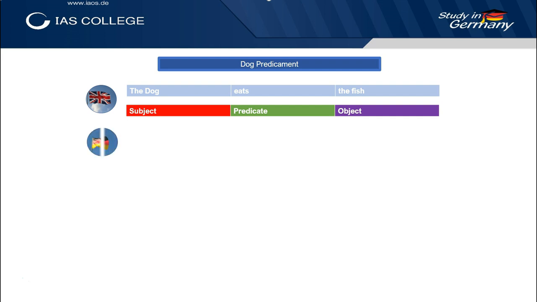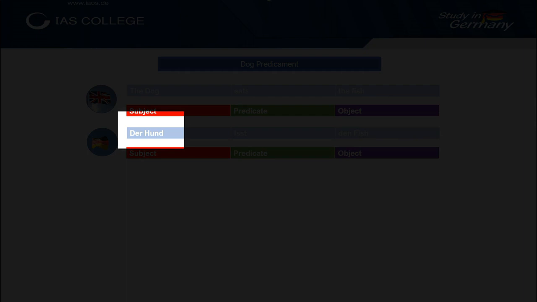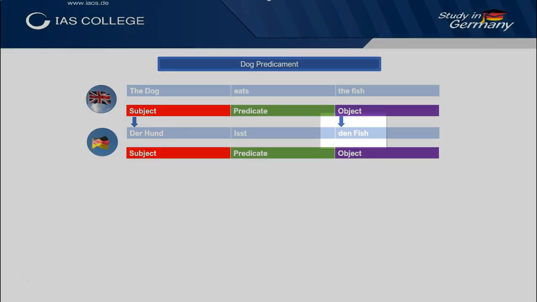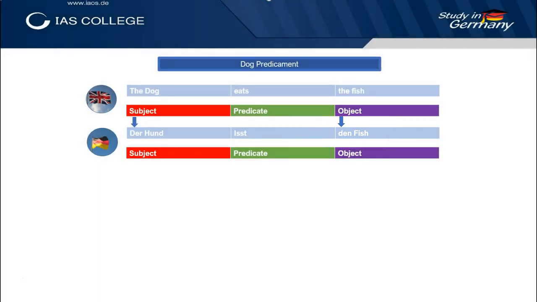The German sentence reads as follows. Der Hund isst den Fisch. And this in turn is also subject, predicate, object. Maybe you have noticed these two different articles in the German sentence, der and den. These different articles are the main reason German is so difficult to learn for English natives. Let us go on so you understand why.